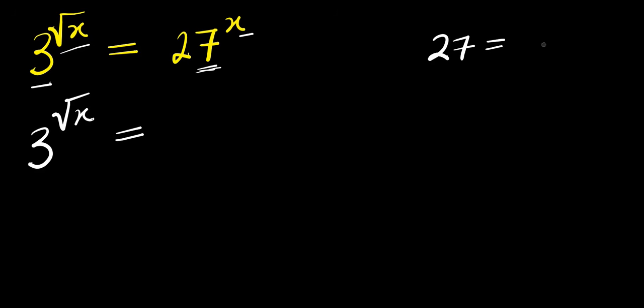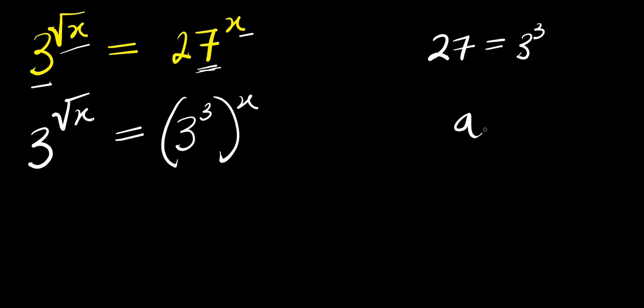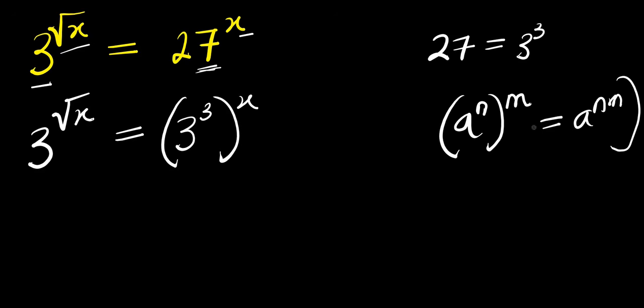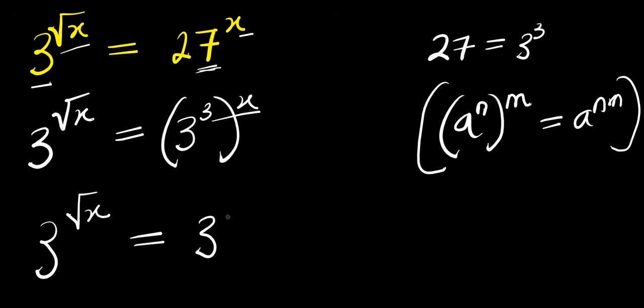27 is the same as 3 to the power of 3. That's 3 times 3 times 3. So we have 3 to the power of 3, and this is raised to the power of x. Now, if you have a to the power of m raised to the power of n, it equals a power m times n. So we have 3 raised to the power of square root of x, and this equals 3 to the power of 3 times x. That is 3x.